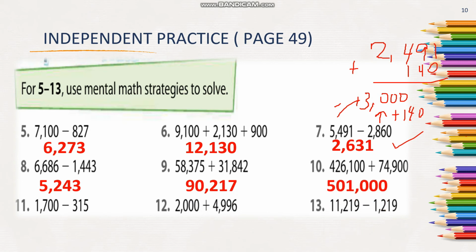So if the given are additions, like for example number 9 and number 10, you can apply the commutative, you can apply the associative, okay? So it's up to you. Or you can apply the break apart in order to easily get the answer. Number 11, 1,700 minus 315. So the answer is 1,385. 2,000 plus 4,996. The answer is 6,996. And 11,219 minus 1,219. The answer is 10,000.